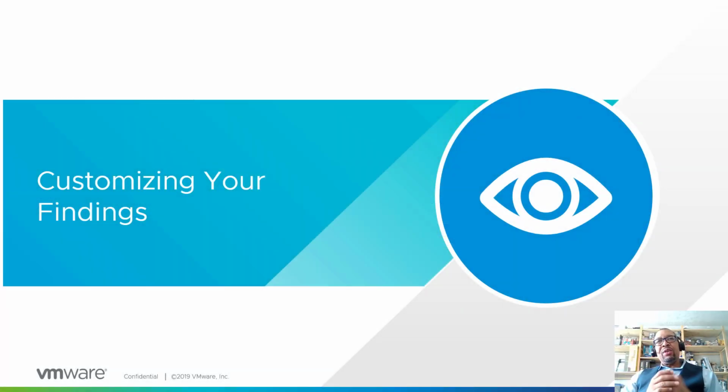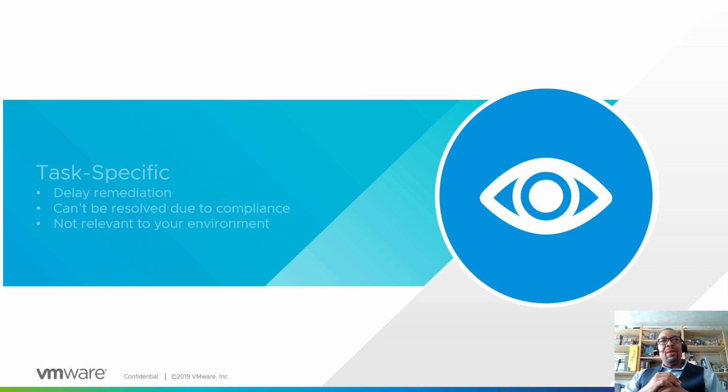Now let's talk about how you can customize the findings that Skyline provides by leveraging its hide feature. So you may be asking yourself, for all the talk around Skyline's ability to allow me to see problems before they occur, why would the solution give me the ability to hide them? And the answer is quite simple. It's all about giving you greater control over how you wish to leverage a solution.